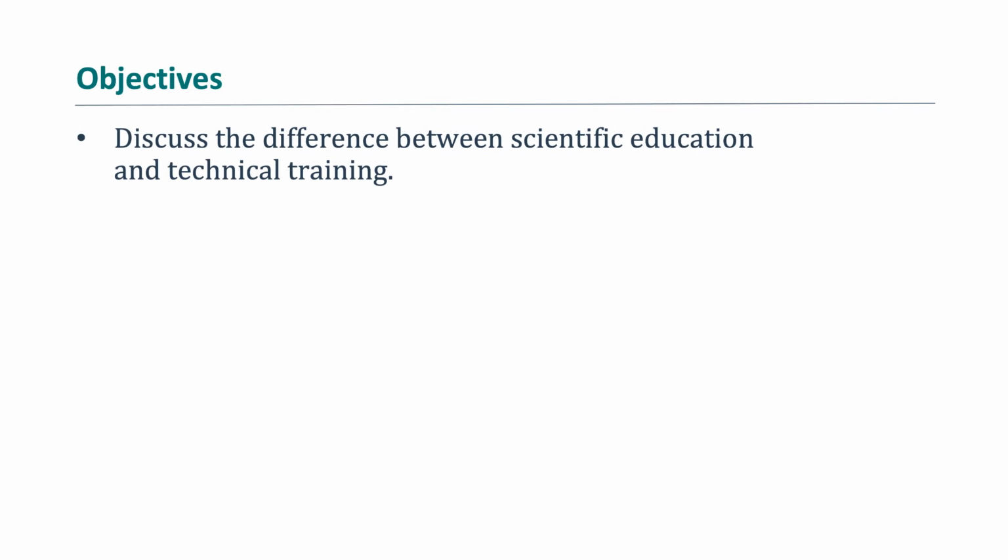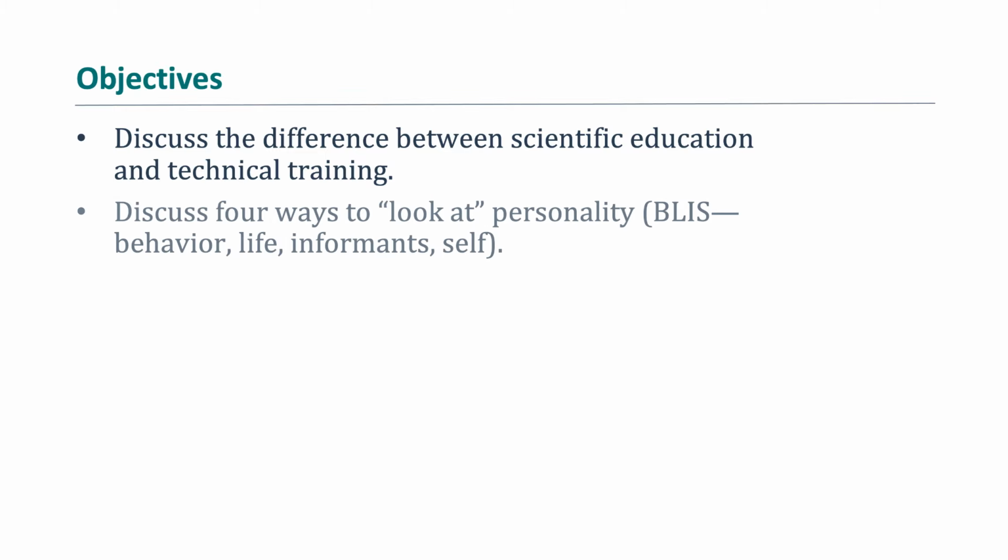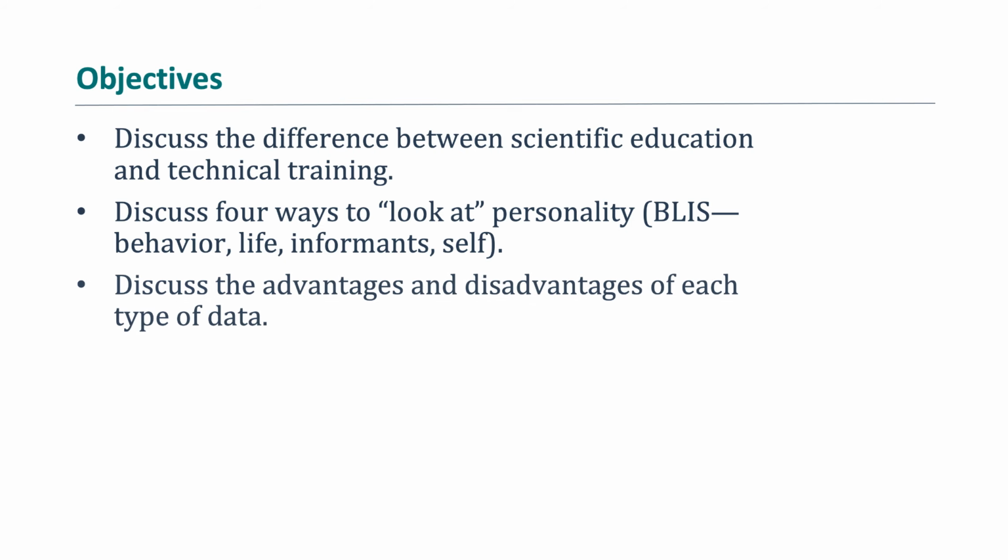So, some of the objectives. One objective is we're going to discuss the differences between scientific education and technical training. We're going to discuss the four ways to look at personality, and so this is different types of data that we might collect. The acronym we use is BLISS, which stands for Behavior, Life, Informant, and Self, and so we'll know exactly what each of those means and also some of the advantages and disadvantages of each of these.